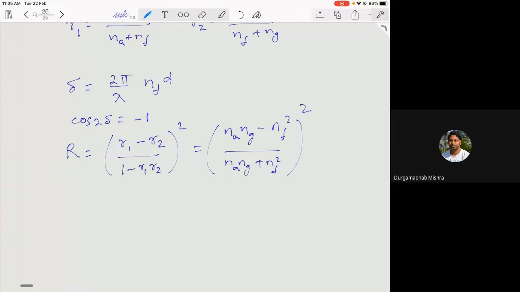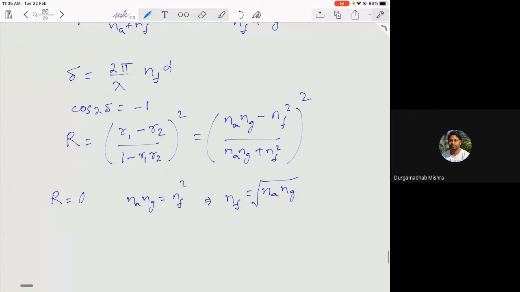so if you want no reflection at all, the ideal situation where R should be equal to 0, in that case Na into Ng would be equal to Nf square. That means Nf, the refractive index of the film, should be the square root of Na and Ng. So if you take glass and air, the film should ideally have a refractive index of 1.222.